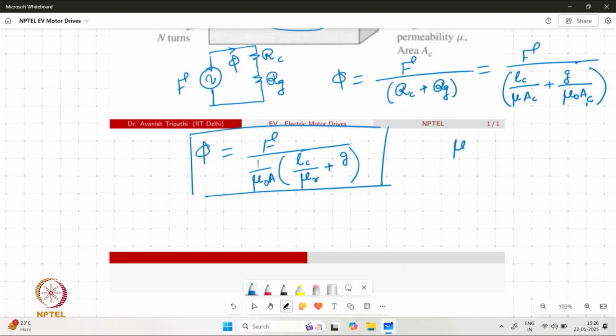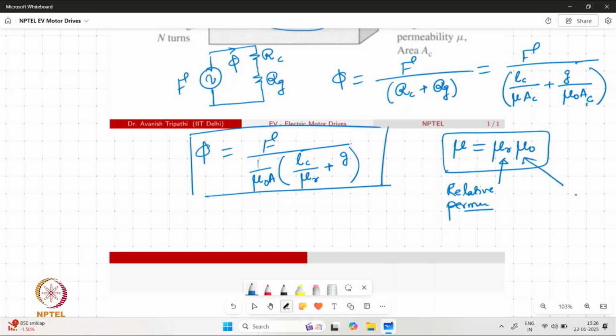So here what I have done basically is that the permeability of the material can be broken into two parts. It is written in terms of relative permeability times the permeability of air. So this is the number that I had earlier suggested, going from 1000 to 4000.